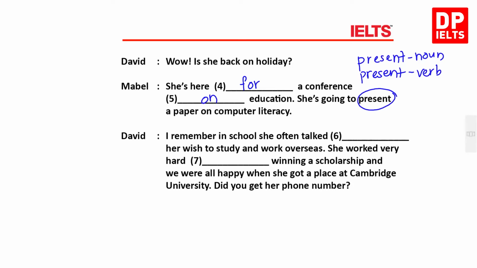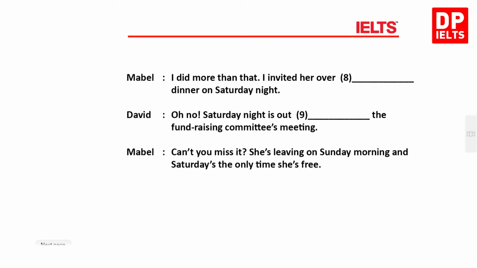I remember in school she often talked about it, because it's an informal conversation. She worked very hard at winning. So it was an aim to get a scholarship. All right. I did more than that. I invited her over for dinner Saturday morning. Oh no, Saturday night is out because of the reason.